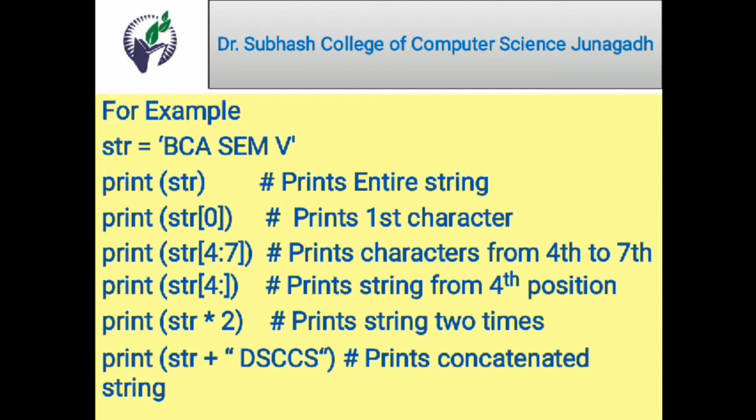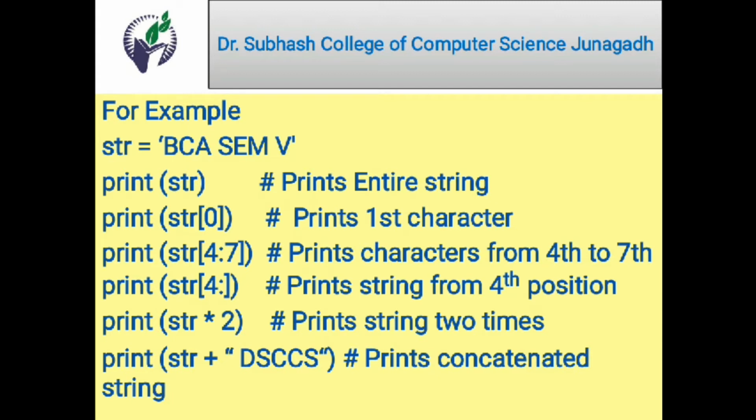Last is str*2. Star is the repetition operator. It will print the string twice. As we have seen, if numbers are there it just multiplies, but here it is a string. A string can't be multiplied by a number, but the meaning of str*2 is that it will repeat the same string 2 times. If I write 3, it will repeat the same string 3 times, 4, 5, as many times. We can call it the replication of the string. Replication means the same string is repeated as many times.